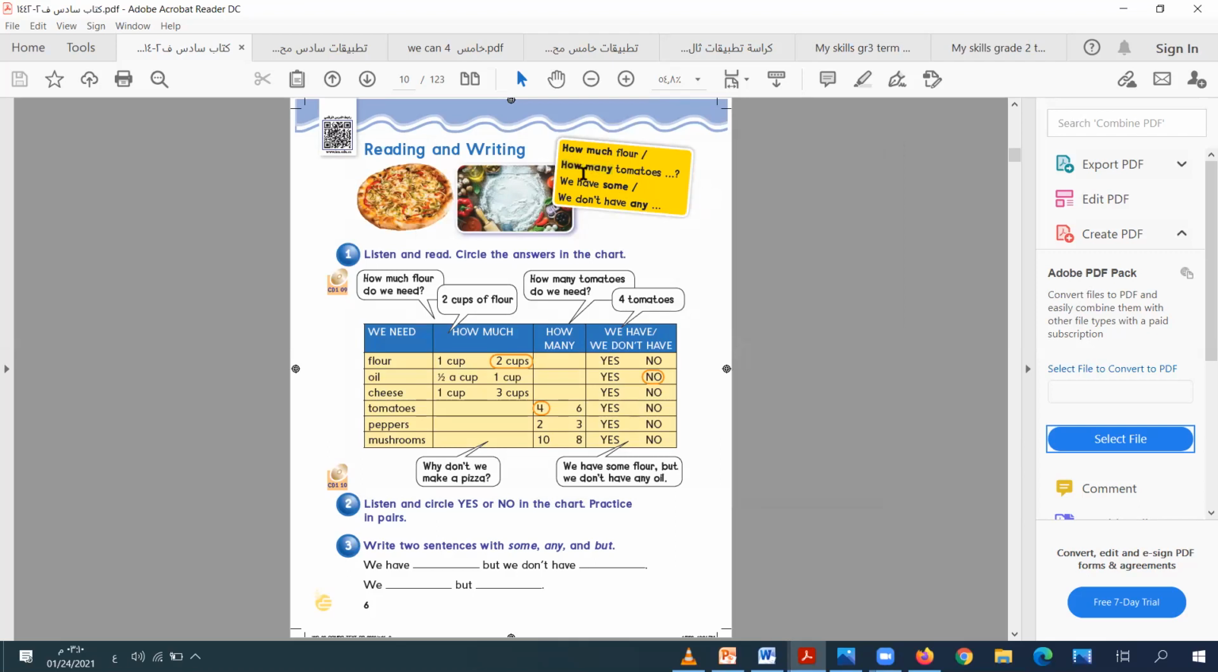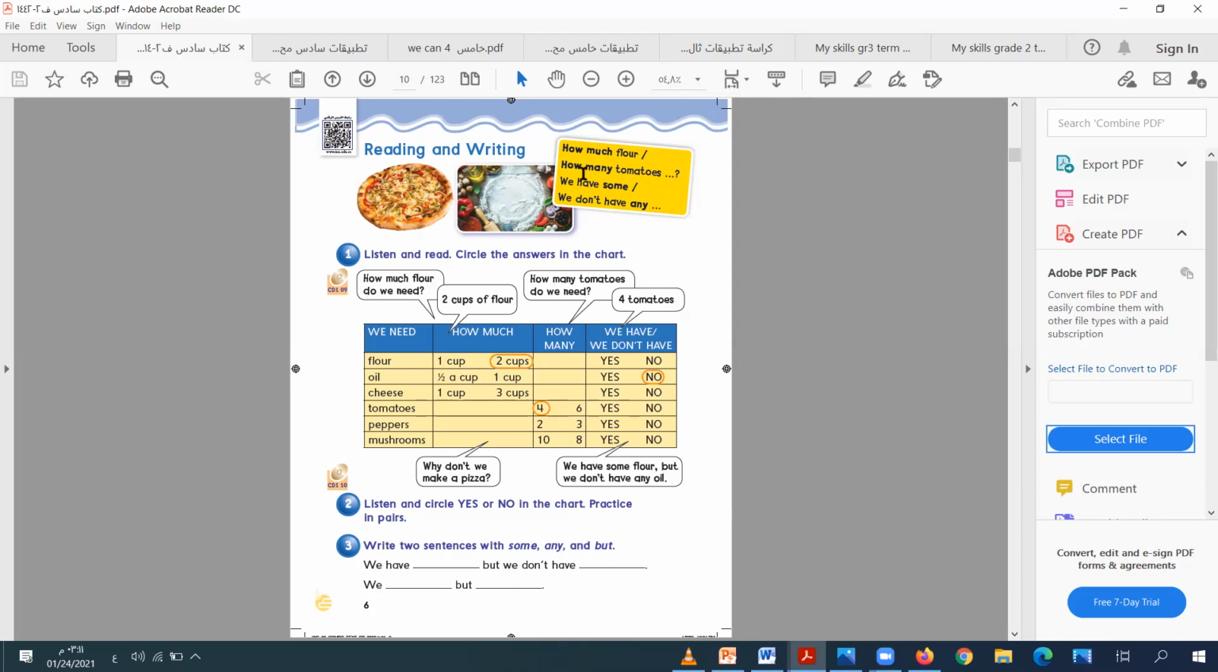So, what is the difference between countable nouns and uncountable nouns? Countable nouns are the nouns that we can count, like pen, it will be pens. Book, it will be books. For example, how many books? 3 books. How many pens? 3 pens. How many tomatoes? 3 tomatoes. This is for how many.